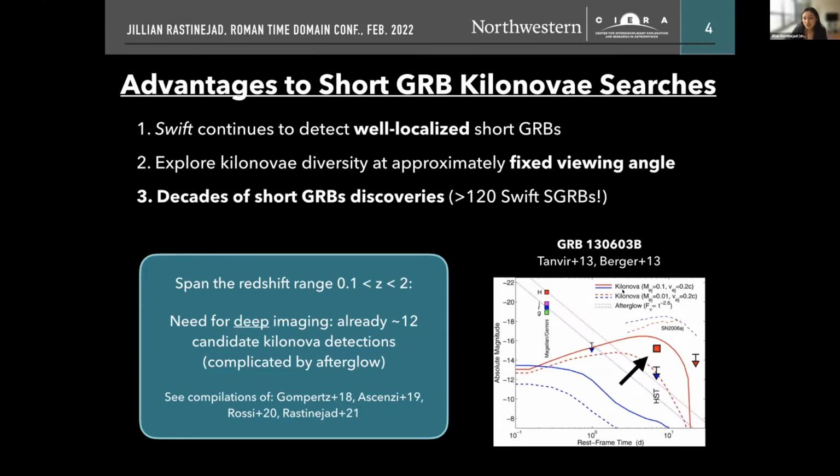So this is showing the late time light curve of GRB 130603B. We see that there's this bright near infrared detection at late times at the same time that we have a very deep optical upper limit. As the previous speakers established, you would expect kilonovae to be red, especially at late times. And so this was the first announced case of a kilonova.